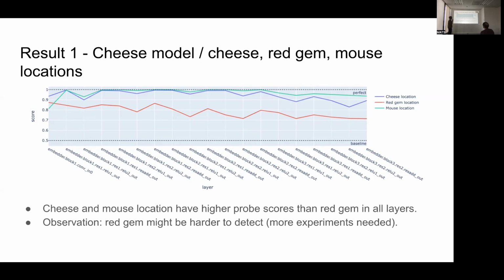One observation here is that initially we did this without looking at the mouse location, and we saw that the red gem location had a low score in the input to the model, which is this bit. And so we thought, okay, maybe it's just the case that the red gem is just harder to detect in all the layers than the cheese. But then when we also plotted the mouse location, we see that the mouse is harder to detect too, because this is literally the image of the input. The model needs to pay attention to and track the mouse location, whereas it doesn't for the red gem.